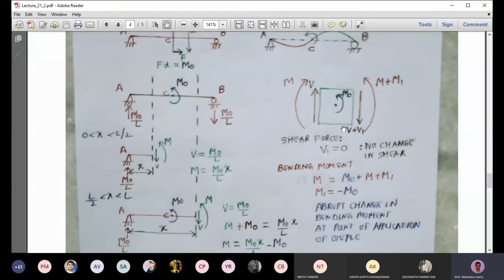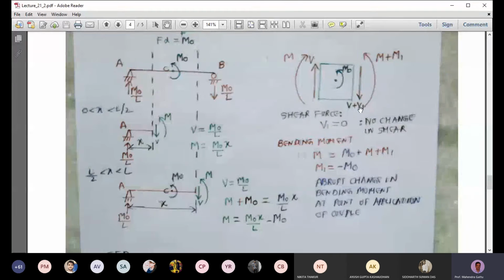But why are we neglecting the bending moment of the shear force? There will be some shear force contribution, right? That will be V times dx. Okay, we are neglecting that, so there is some small inconsistency here. We are missing that V plus V1 term. That is the V dx term we are missing here, actually.